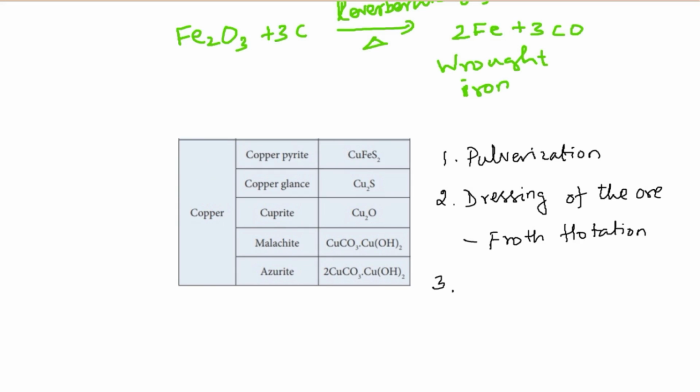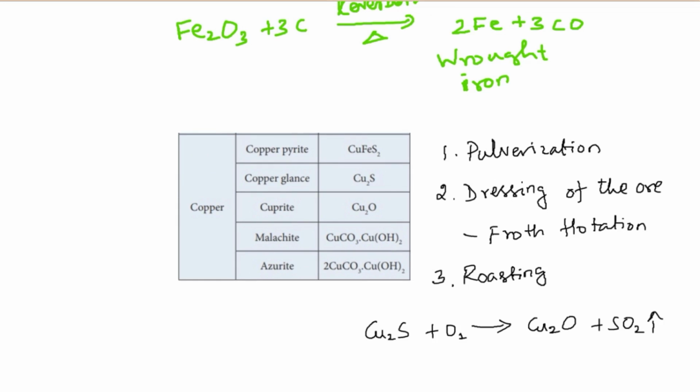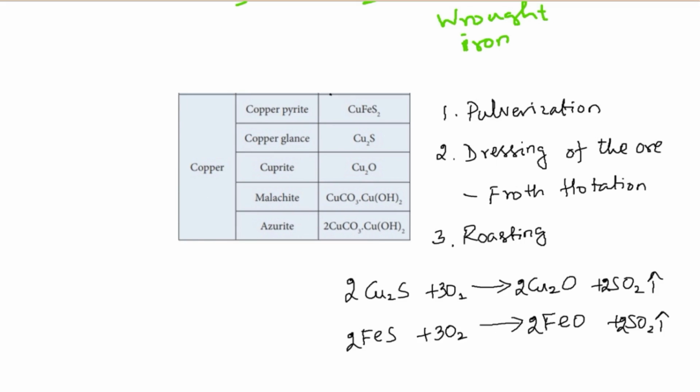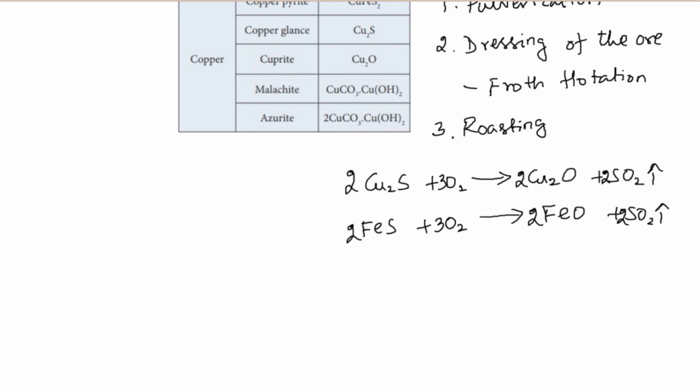Since it is a sulfide ore, it is roasted to get oxide ore. The iron sulfide present in this ore is converted into iron oxide. This iron oxide formed is a basic material. To this, silica, which is acidic, is added as flux to form iron silicate slag.